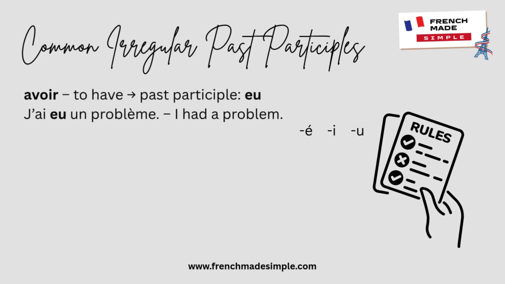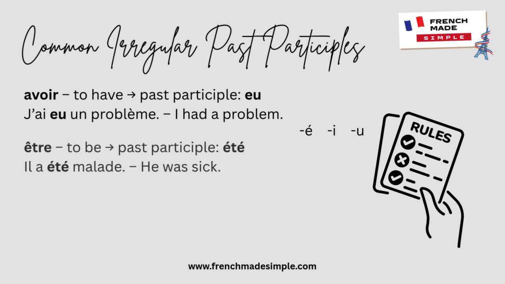Avoir means to have, and its past participle is eu. For example, j'ai eu un problème. I had a problem. Être translates as to be. The past participle is été. For example, il a été malade.